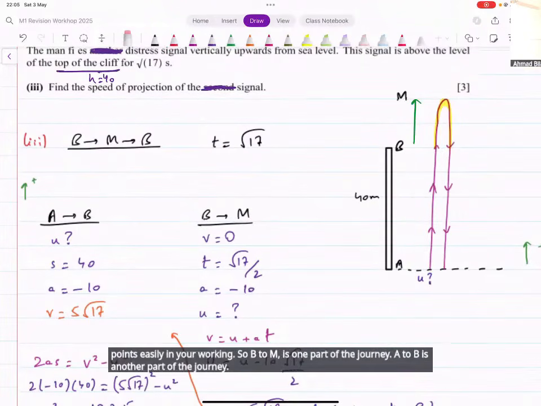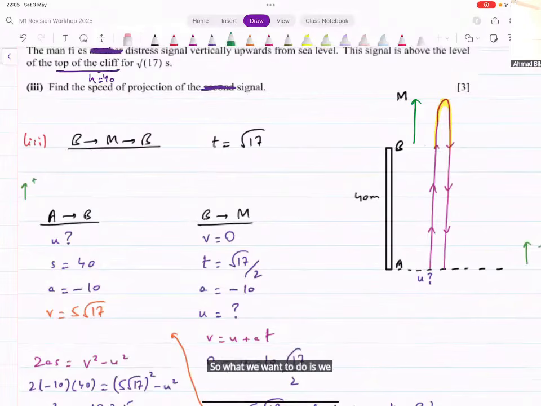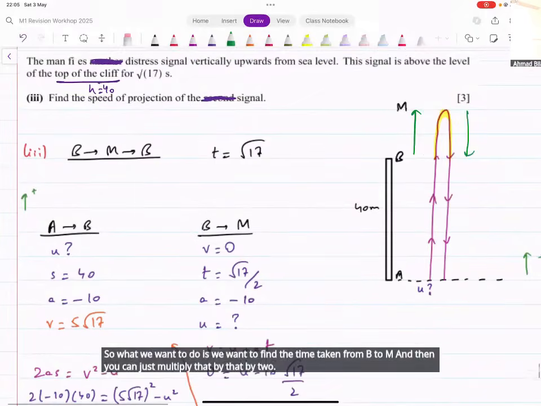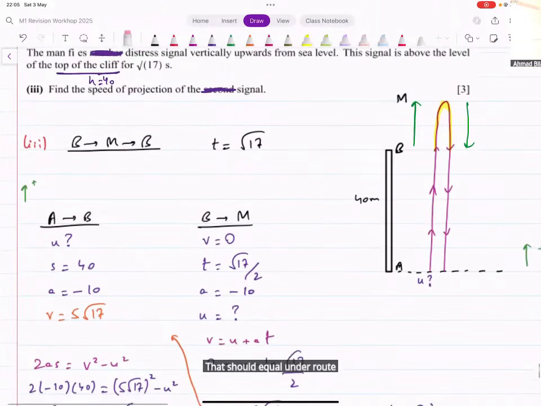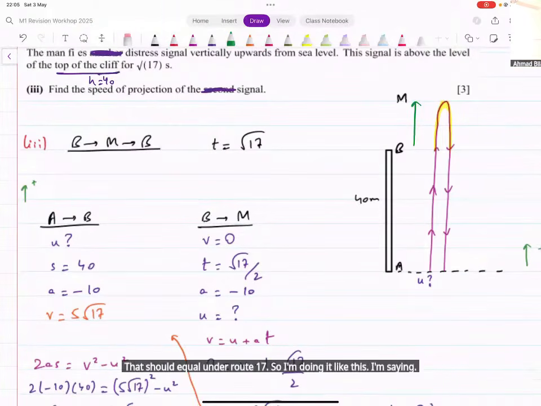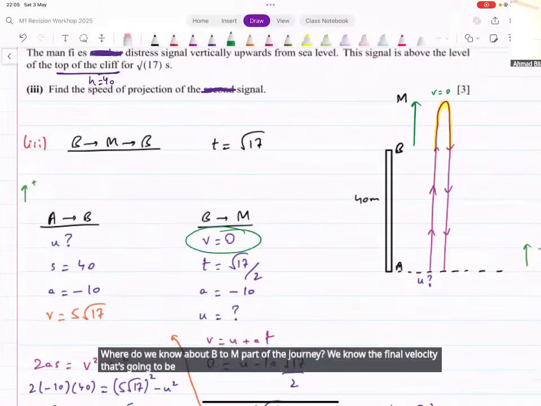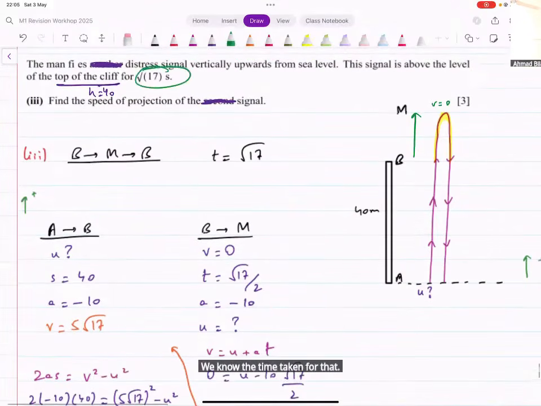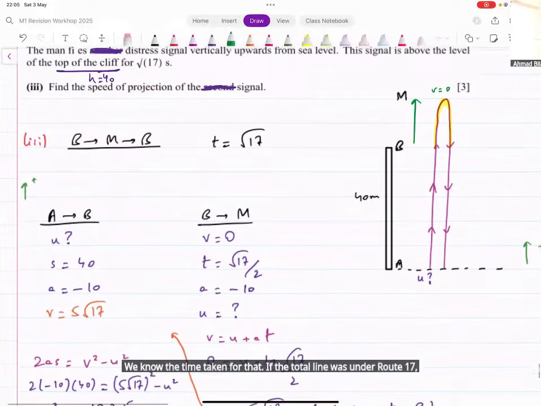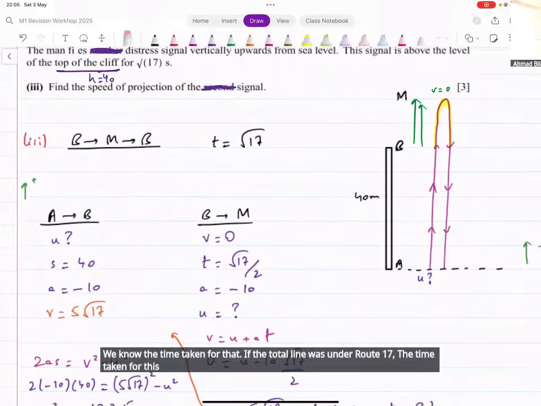So what we want to do is find the time taken from B to M, and then we can just multiply that by 2. That should equal under root 17. So I'm doing it like this. What do we know about the B to M part of the journey? We know the final velocity, that's going to be 0 at the maximum point. We know the time taken for that. If the total time was under root 17, the time taken for this half journey is under root 17 over 2, half of that. What about acceleration? That's negative 10.